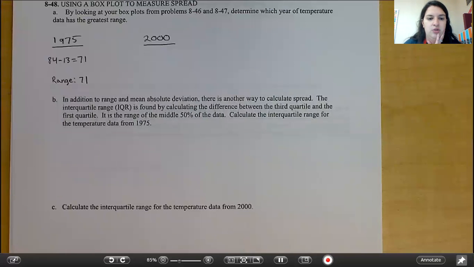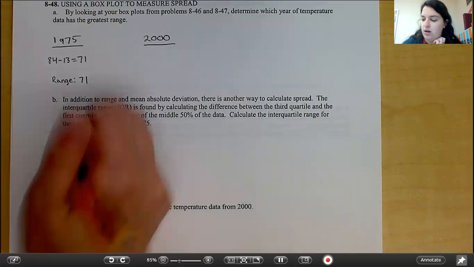B says, in addition to range and mean absolute deviation, there is another way to calculate spread. The interquartile range, IQR, is found by calculating the difference between the third quartile and the first quartile. It is the range of the middle 50% of the data. Calculate the interquartile range for the temperature data from 1975.